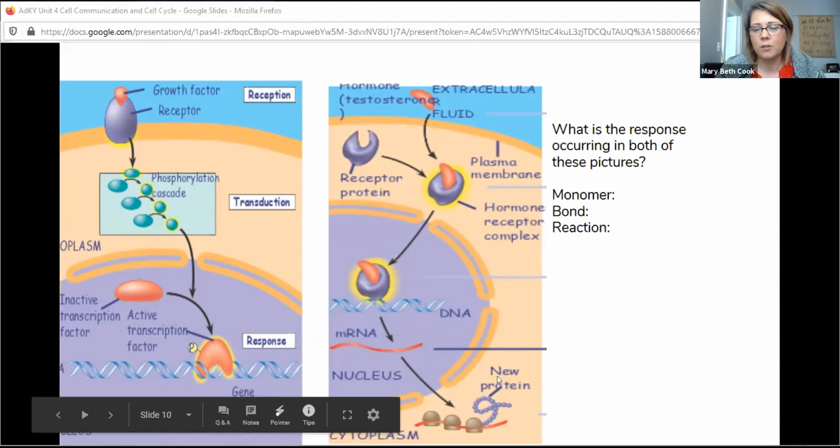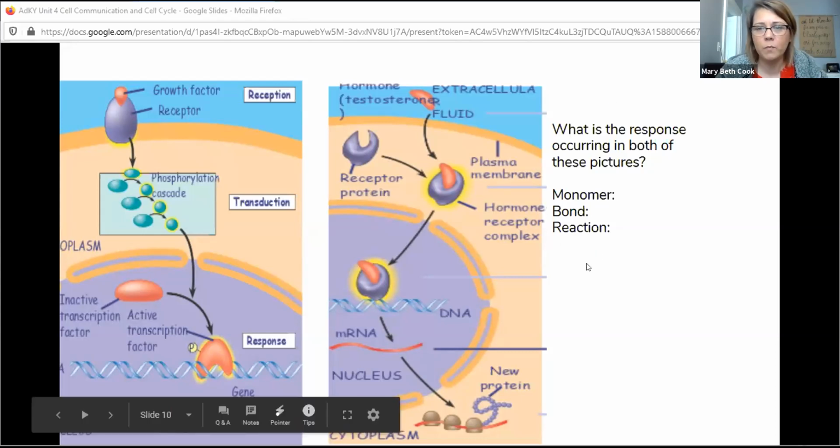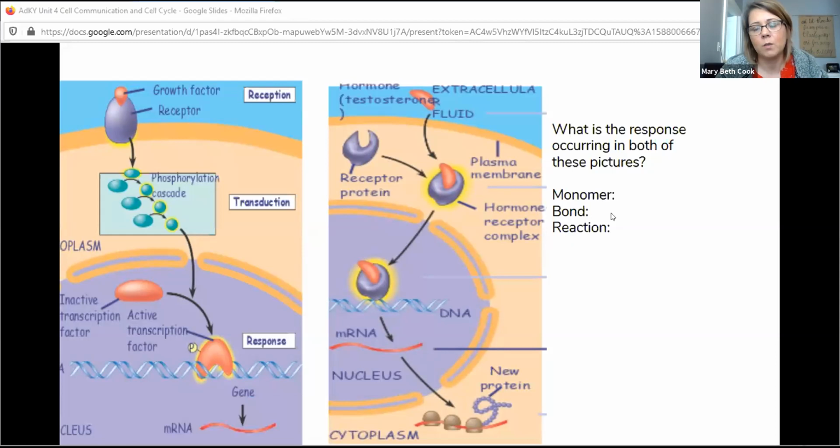Now that we know a protein is going to be made, I'd like to go back and see if you can tell me what the monomer of a protein is, what bond holds those monomers together, and, there's actually two words, what kind of reaction we said had to occur to form that bond between the two monomers. This takes us back to our biochemistry. How much do you remember? See if you can answer those three questions in chat. What's the monomer of a protein? What's the bond that holds them together? And what was the reaction that allowed that bond to form?